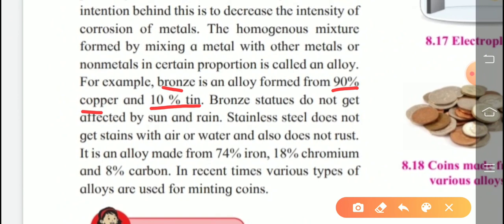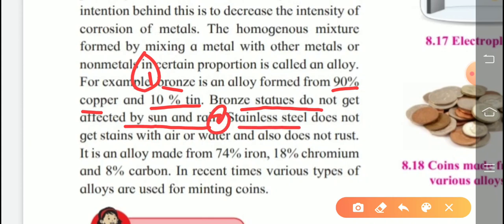Especially these are the metals. So bronze is an alloy formed from 90% copper and 10% tin. Bronze statues do not get affected by sun and rain. This is the first example. Now the second example given here is stainless steel.